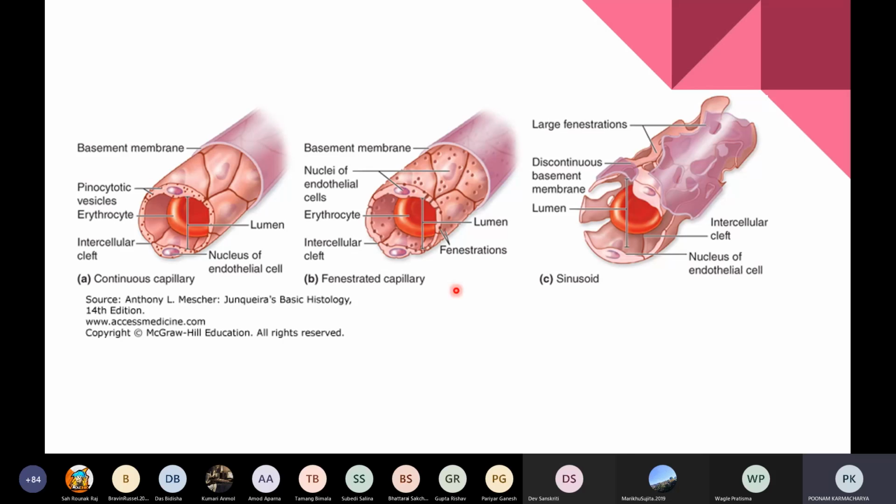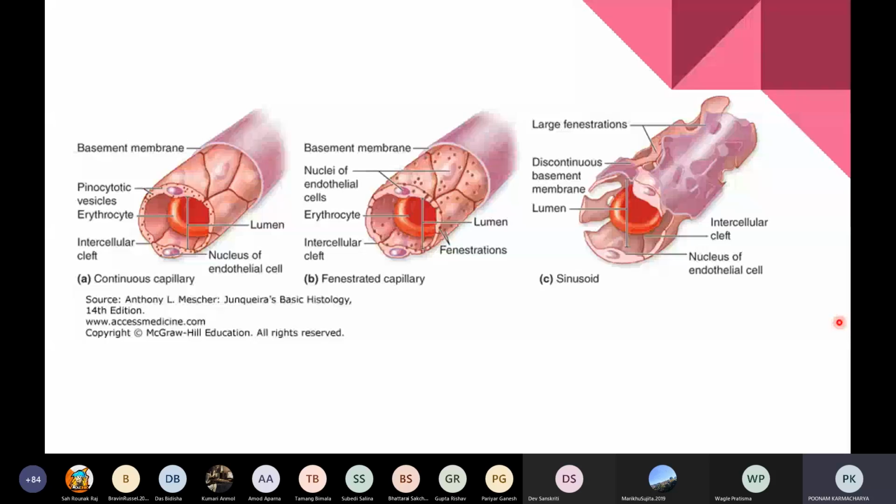Okay, so fenestrated capillaries have pores, and these pores serve the function of rapid and large transudation of fluid. Because there are pores present, the exchange is very rapid and in a large amount, right? Now the third one is the sinusoid.